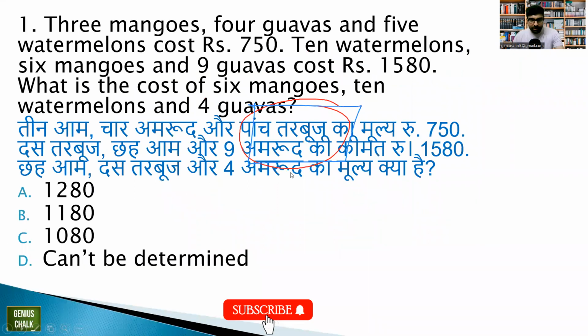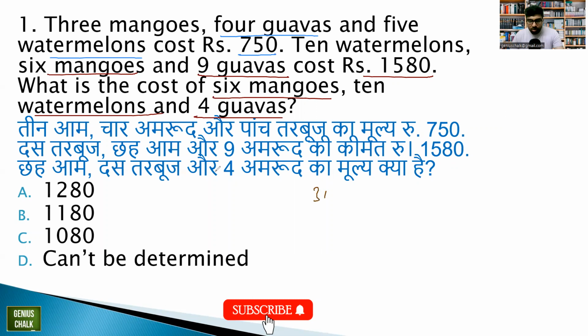The first question says, there are 3 mangoes, 4 guavas and 5 watermelons. They cost this much. There are 10 watermelons. Then you have 6 mangoes and 9 guavas. They cost this much. You have to find the cost of 6 mangoes, 10 watermelons, and 4 guavas. So the question is of a number system, whereas it is talking about quantity as well. So what we are going to do is we have to make equations, and on the basis of equations, we will handle this question.